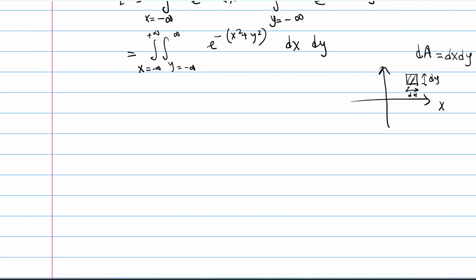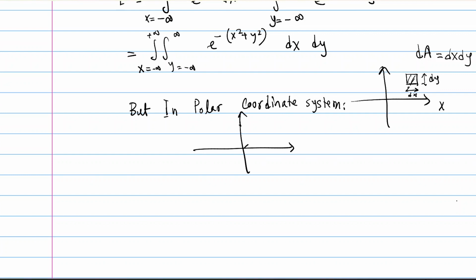If we change our variables to polar coordinates, then in the polar coordinate system, for a small angle d theta we can consider this small square. The small square would have an area of dA. This length is dr and this length would be r d theta. So our area is r dr d theta.